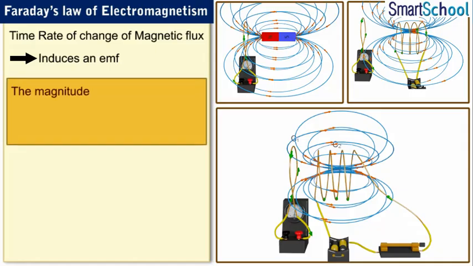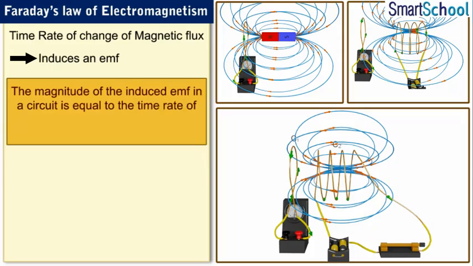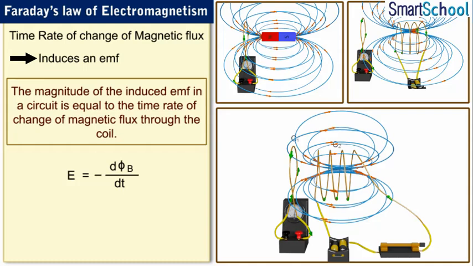The magnitude of the induced EMF in a circuit is equal to the time rate of change of magnetic flux through the coil. Let us now put this law in the form of a mathematical equation. E is equal to minus d phi b divided by dt. Let this be equation A. In this equation, E is the induced EMF. The negative sign indicates the direction of EMF and hence the current in the closed loop.